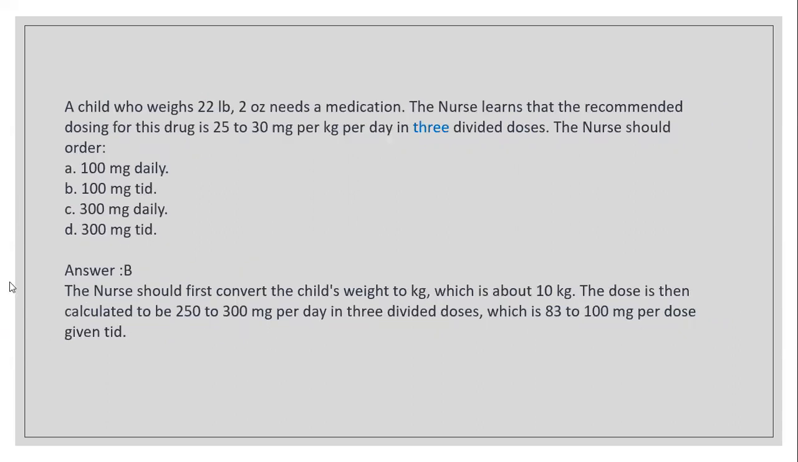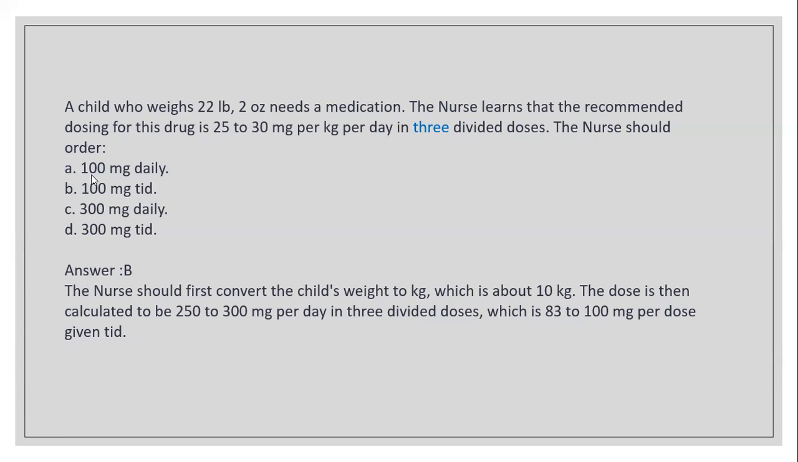Next question here. A child whose body weight is 22 pounds 2 ounces needs a medication. The nurse learns that the recommended dose for this drug is 25 to 30 milligrams per kg per day in 3 divided doses. The nurse should order.